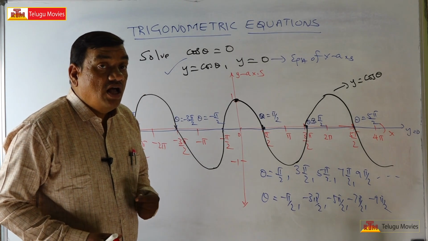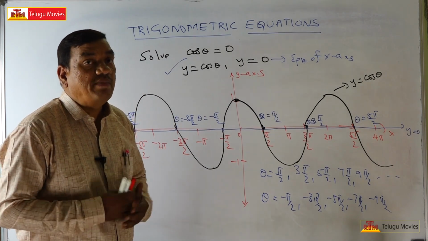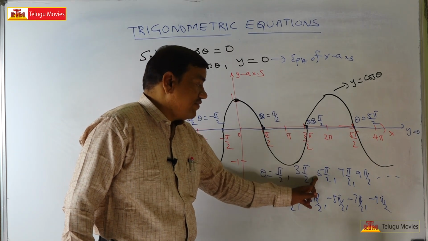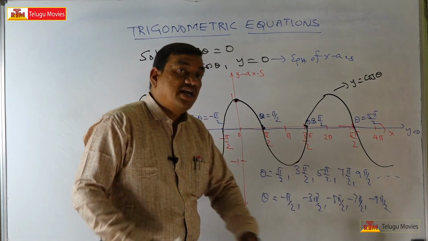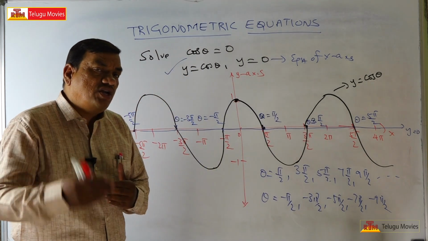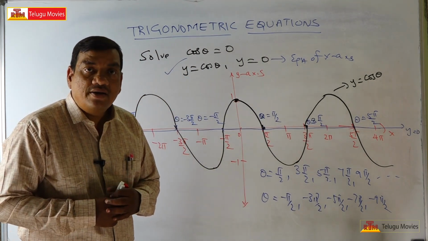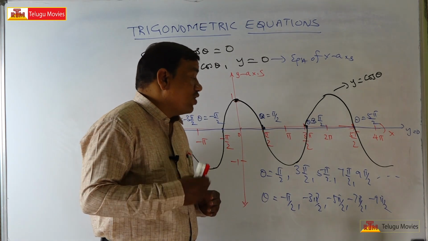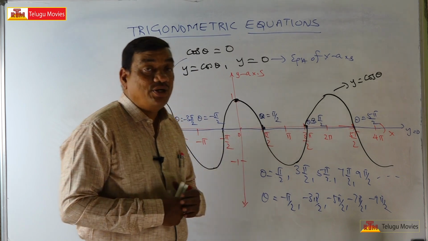Now what are the multiples? What are the coefficients? You have 1, here 3, here 5, here 7, here 9, next 11, 13. What do you observe? They are odd numbers. Here minus 1, minus 3, minus 5, minus 7, minus 9, they are negative odd numbers.